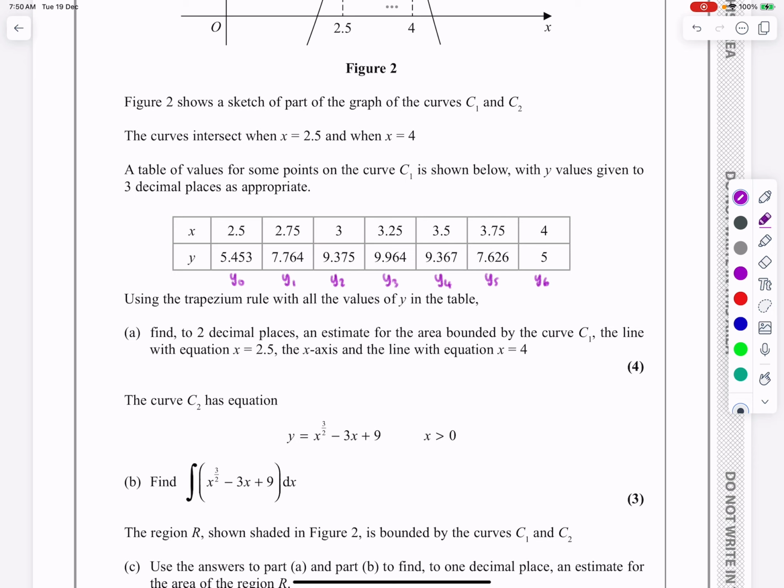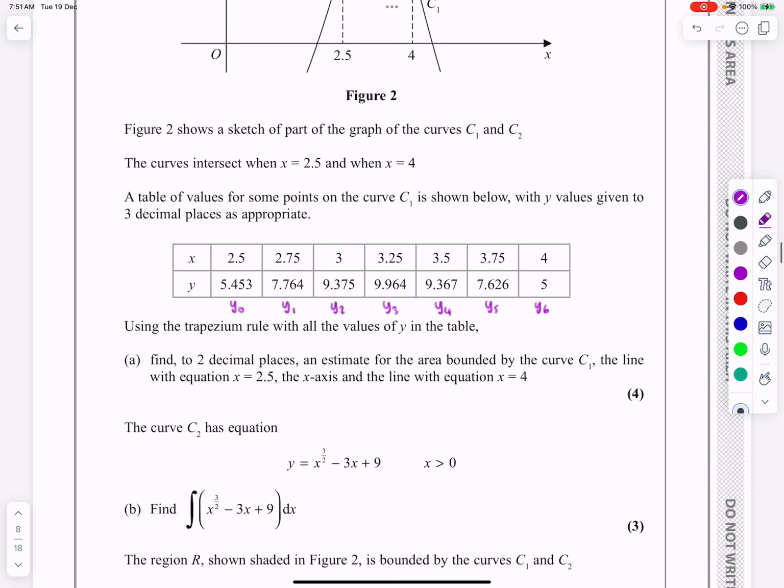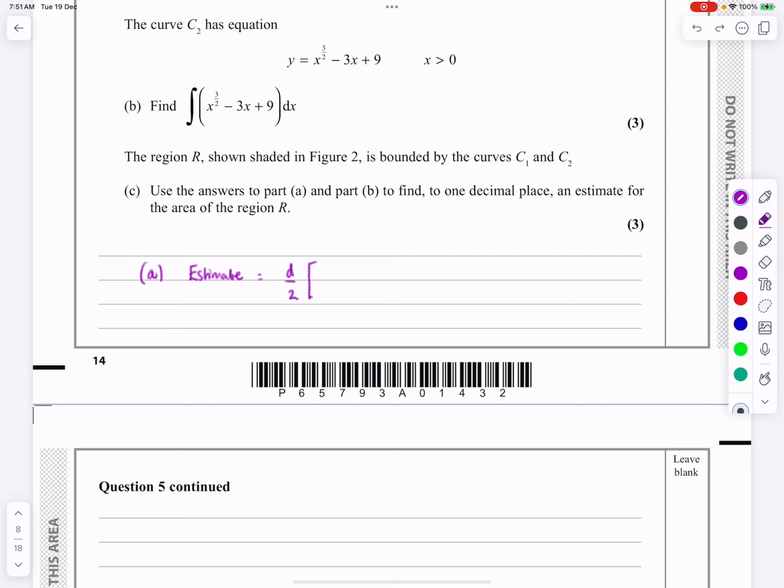Okay, so if I'm trying to work out the estimate of this area, then using the trapezium rule, I'm going to say the estimate is equal to d over 2. Now d is going to be the difference between all of those each time, so in this case 0.25, that's my d. d over 2, and then it's the first one and the last one, so y0 plus y6, and then 2 lots of everything else, so in this case y1 up to y5: 1, 2, 3, 4, 5. So that's the trapezium rule.